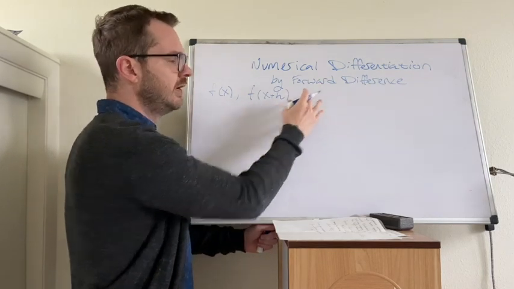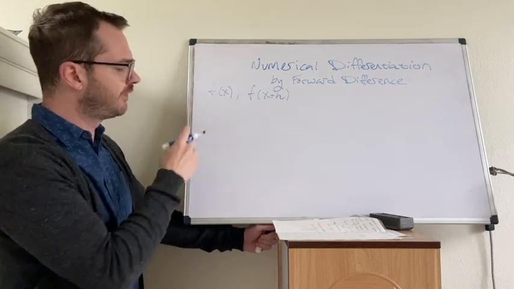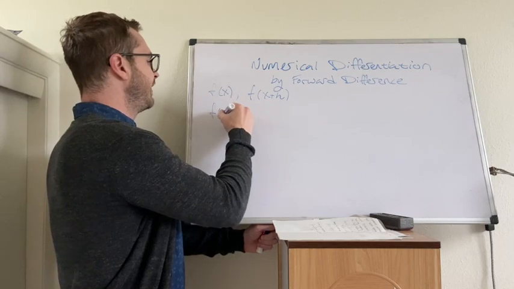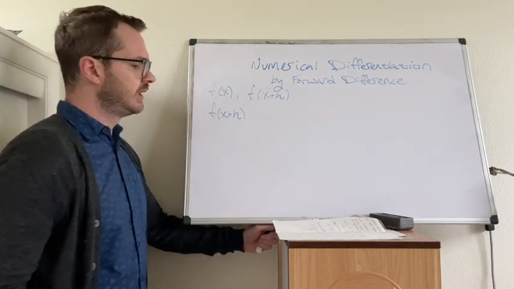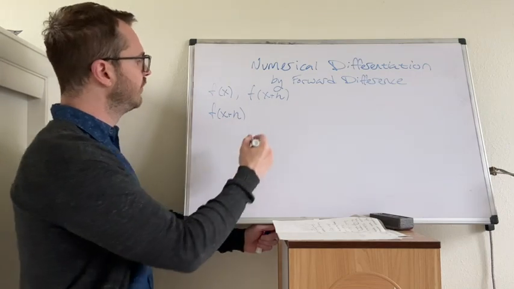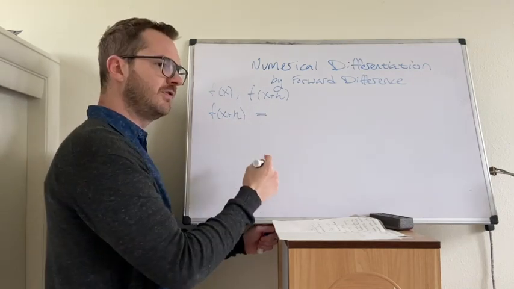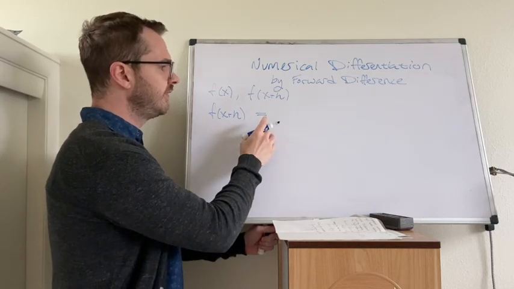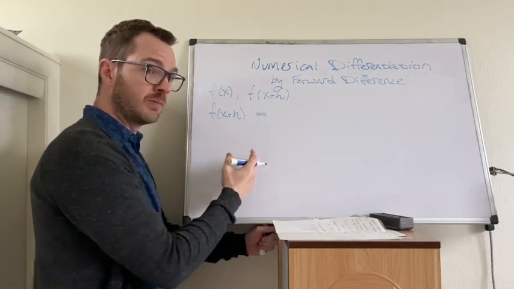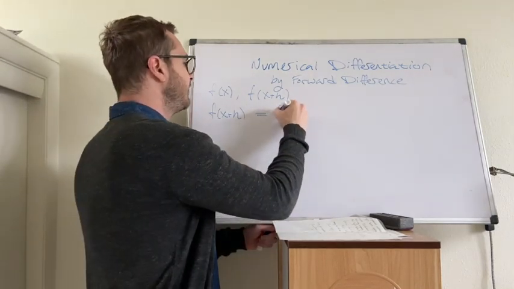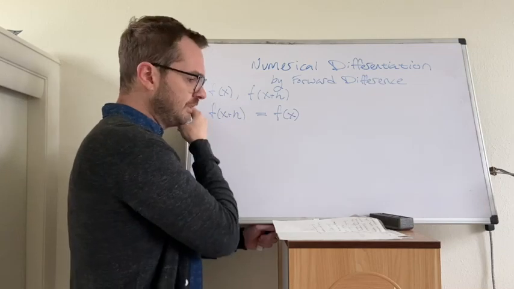So this is where the term forward difference comes from. What we're going to do is take f of x plus h. We're going to do a Taylor series expansion on this term. So remember, the Taylor series is an infinite series, so it's actually equals here. In a moment, we're going to end up truncating the series, and it's going to make it an approximation. But for now, it's equal. So the Taylor series is this.